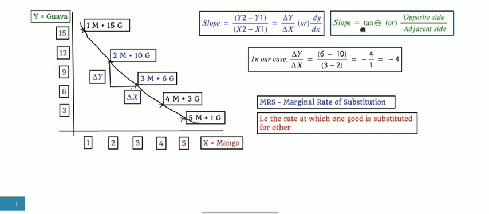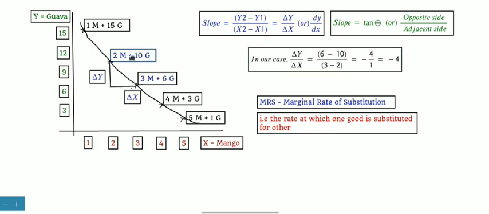Or we can use another formula also, slope is equal to tan theta. So slope is also found by the formula tan theta, that is opposite side by adjacent side. So opposite side by adjacent side will also give delta y by delta x. So in our case, for these two combinations, that is 2 mango and 10 guava and 3 mango and 6 guava, we have to find the slope dy by dx.